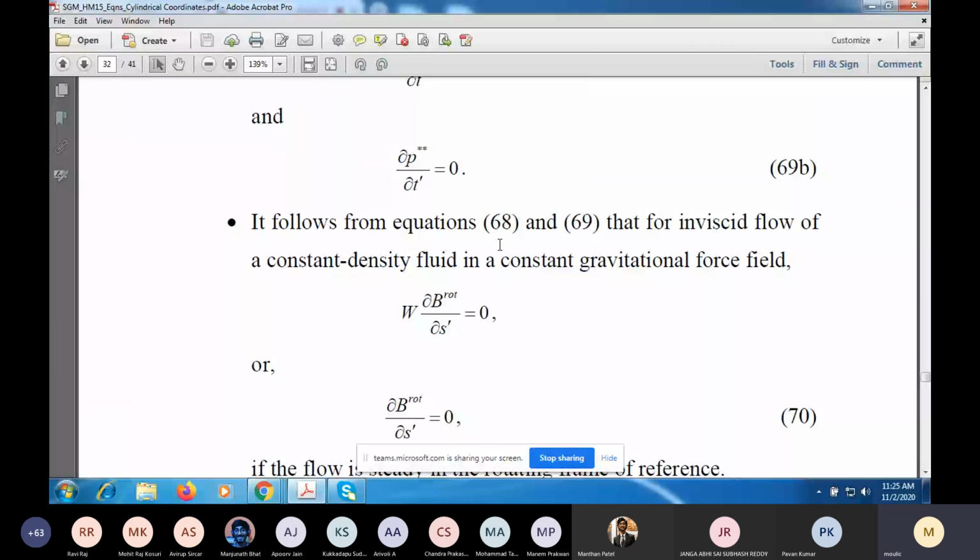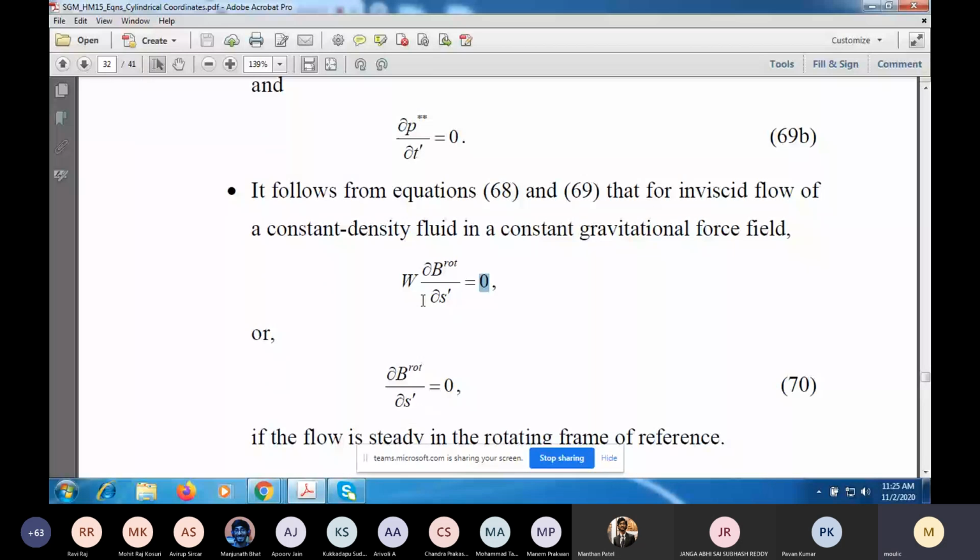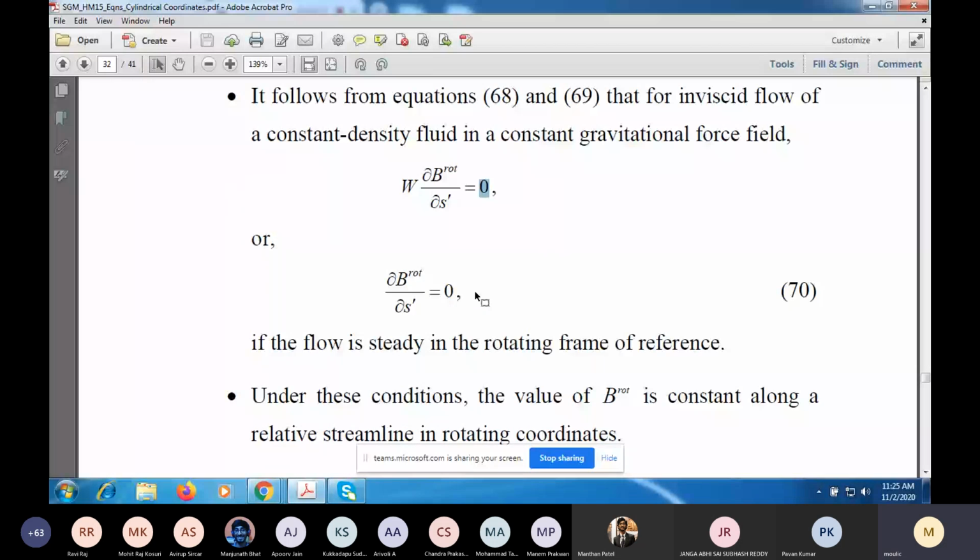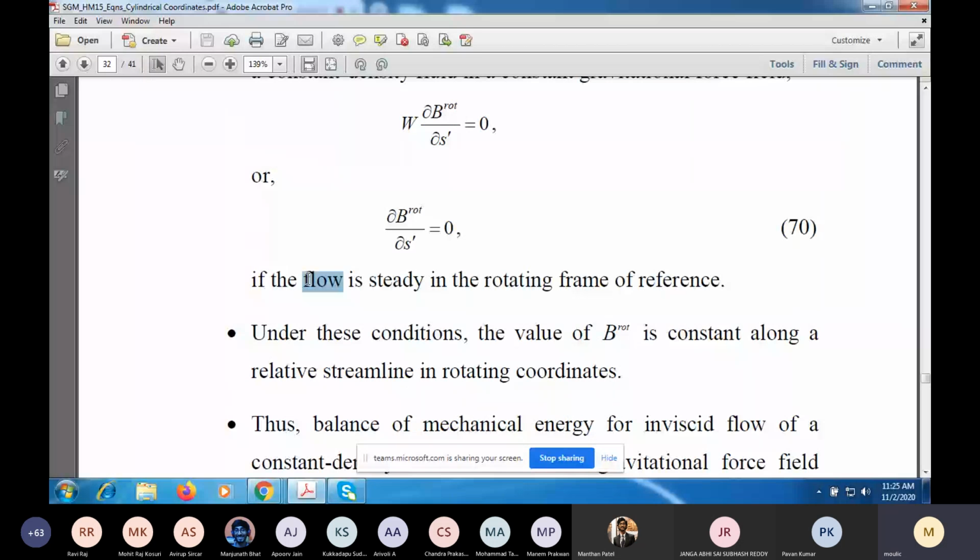So in that case, this equation will have only this middle term equal to 0: W del/del S prime of B rot equal to 0. Now W is not 0, right hand side is 0. So you can drop the W and write it as del/del S prime of B rot equal to 0. So this is true for an inviscid flow of a constant density fluid in a constant gravitational force field, provided the flow is steady in the rotating frame. So if I look at equation 70, I can integrate it with respect to S prime, and you will get B rot equal to constant along a relative streamline.